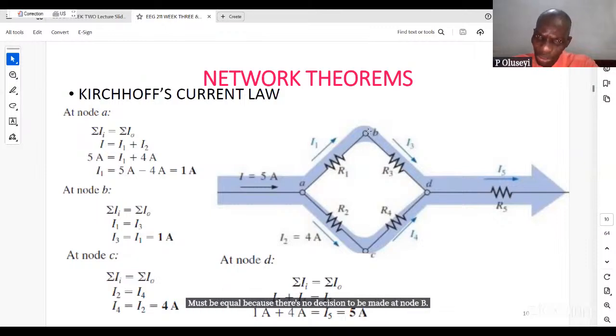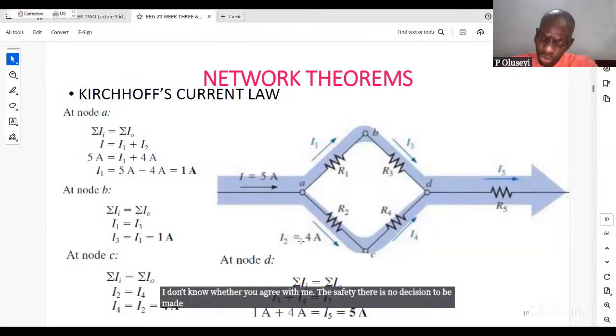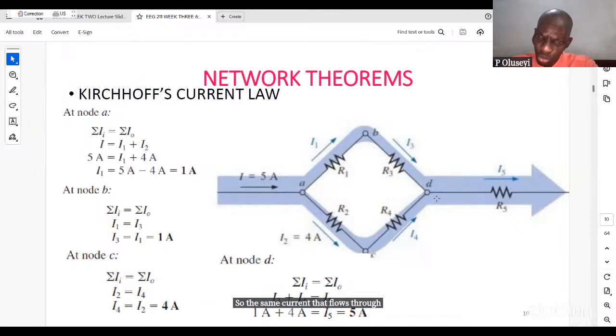I don't know whether you agree with me. The same thing at node C, there is no decision to be made, so the same current that flows through I2 will flow through I4. And when they come to node D, they have a decision to make, and they made the decision for R5 or I5.